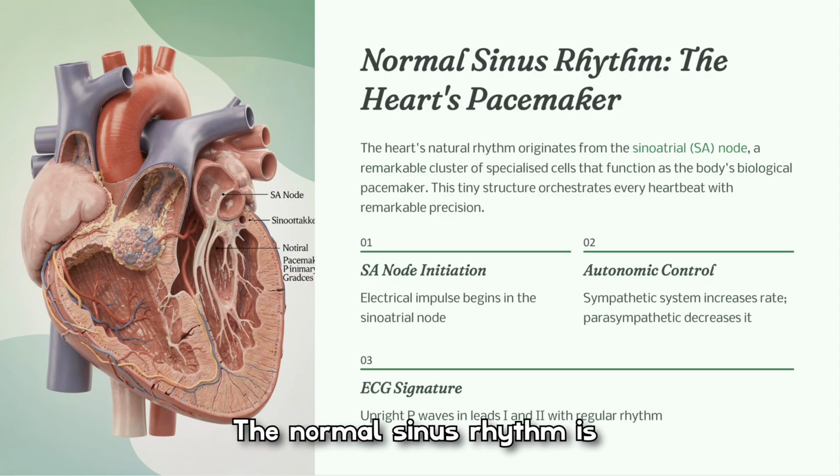The normal sinus rhythm is driven by the sinoatrial node, the heart's natural pacemaker that initiates each electrical impulse. Autonomic nerves modulate its rate, and the ECG shows upright P waves in leads I and II. This slide pairs an anatomical image with a simple summary of how the SA node orchestrates heartbeats.